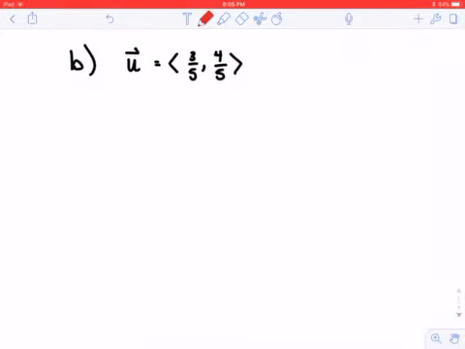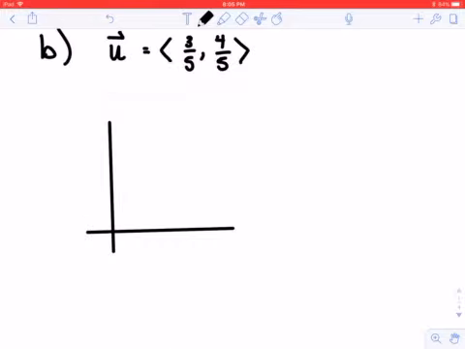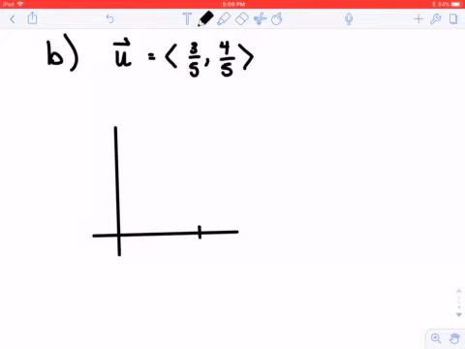Example B. Now we have some fractions. These are both positive, so that helps me when I draw my graph. I only need to draw the positive xy axis. And I'm just going to, you can even do this by fifths if you want, but I'll just do this. I'm going to call this 1 and 1. I don't have to go very far.